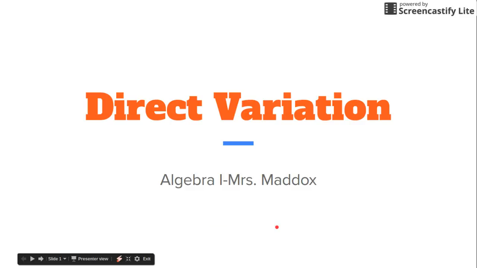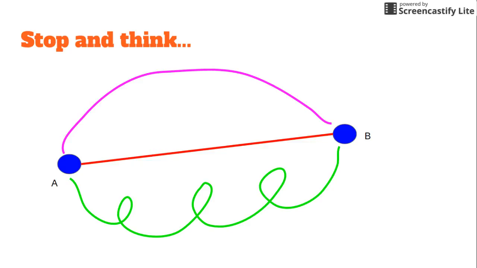Our lesson today is on direct variation, but before we talk about what direct variation is, let's look at this diagram I have right here. Now, I've given you 2 points, A and B, and 3 different ways to get from A to B. So let's compare these 3 routes and see if we can find which one is the most direct, okay?